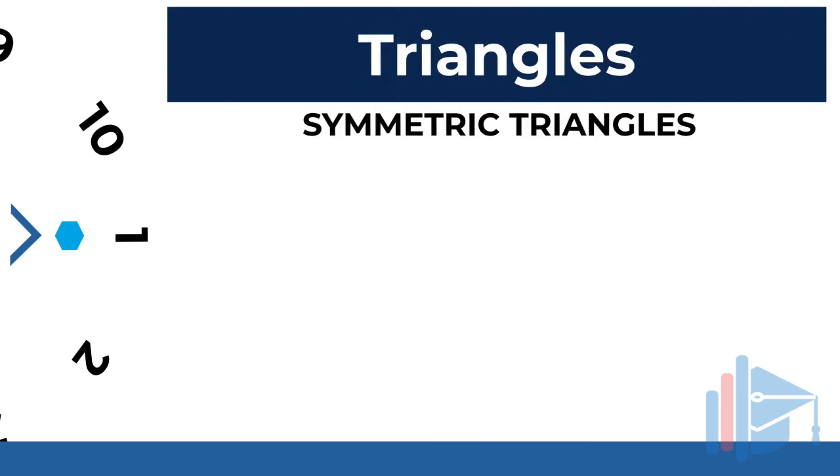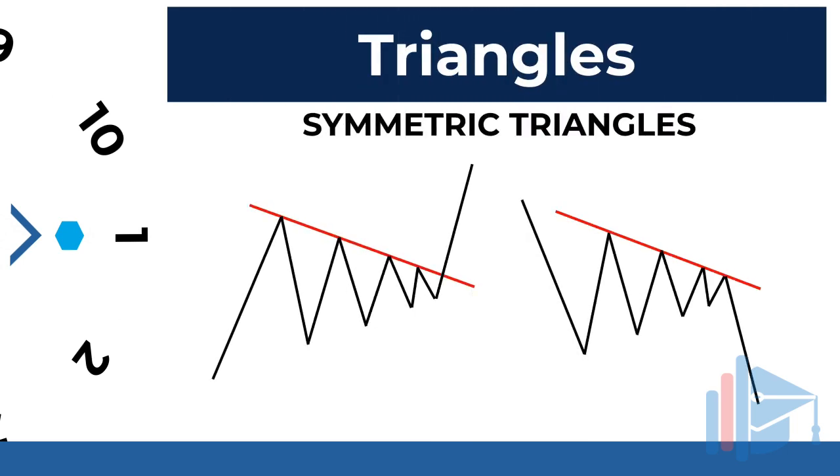A symmetric triangle forms when there is a series of lower highs and higher lows, allowing us to draw converging trend lines that bound the price action between a bearish trend line and a bullish trend line. This formation is considered a neutral pattern, as it does not indicate a clear directional bias until a breakout occurs.